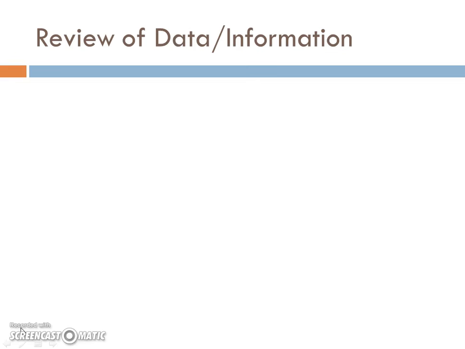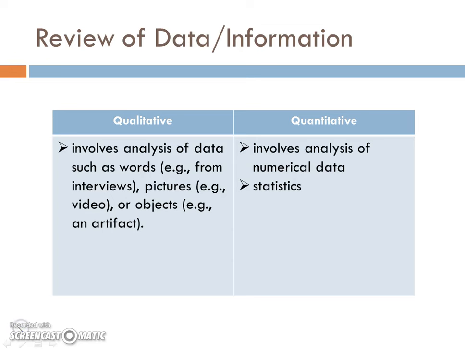Last year we focused on two different types of data. The first type of data was qualitative. This involves the analysis of things like words, pictures, or objects. The second type of data was quantitative. This involves the analysis of numerical data and statistics. Basically anything you can quantify, numbers for example. In the grade 12 research paper, you are free to use either type of data.